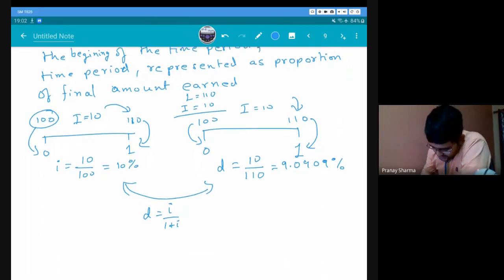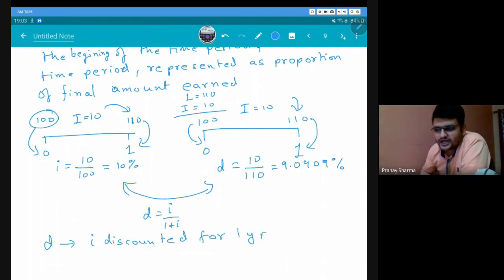Now we also say D is nothing but rate of interest discounted for 1 year. This is again a conceptual thing. D is nothing but rate of interest discounted for 1 year. Why? Because in rate of interest, we were charging interest at the end of the year, and in rate of discount, we were charging interest at the beginning of the year.